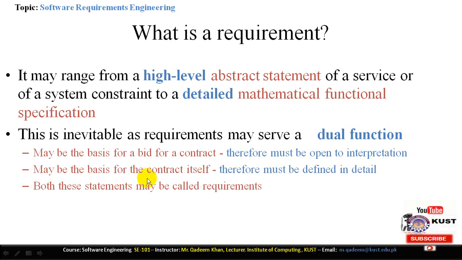Number two, it may be the basis for the contract itself. All the requirements act like the contract itself. That means that once the requirements specification document, that is the SRS document, is properly signed by the customers and the developer, then that acts as an agreement and that cannot be changed later on. So the contract must be signed between the two parties and the requirements act as a contract in themselves. Therefore, it must be defined in detail. Both these statements may be called the requirements. So the above both statements, that is bid for the contract and contract itself, are called the requirements.